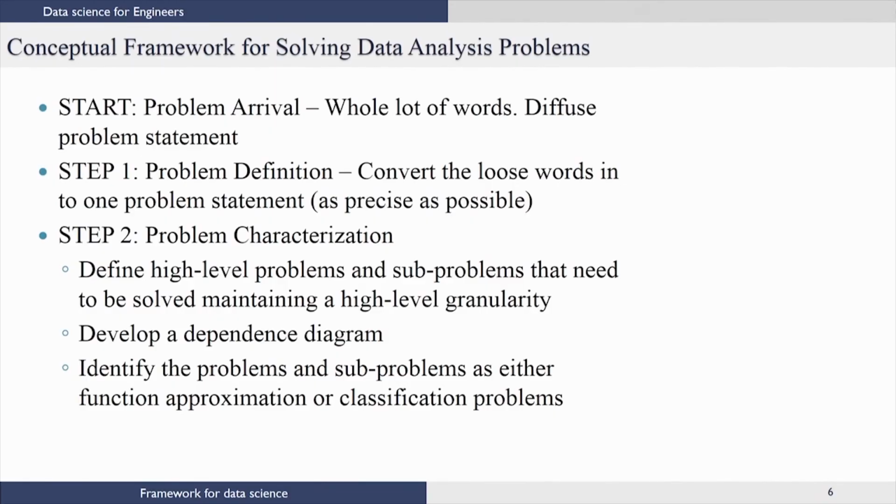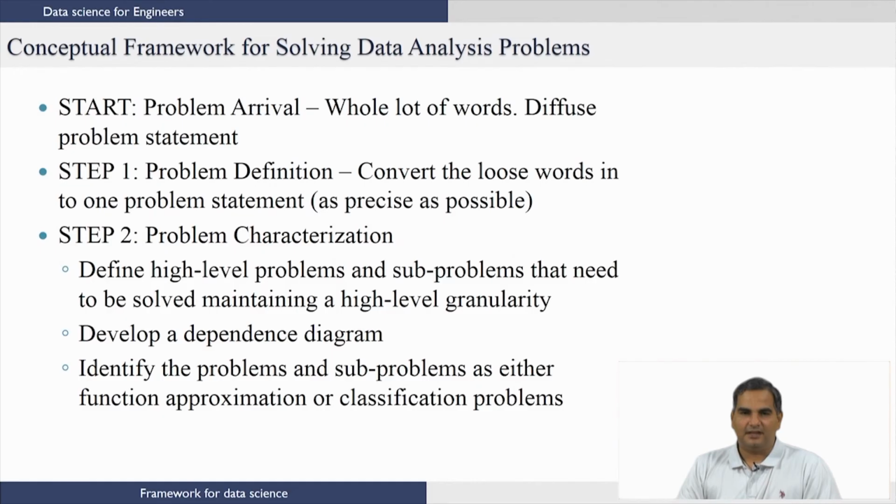So, in summary, I would say the start of all of this is the first step, problem arrival, a whole lot of words, a very diffuse problem statement. Step 1 is to convert this into one problem statement or a set of problem statements as precise as possible, and then to solve that problem you do what I would call problem characterization. So, you break down this high level problem statement into sub problems, and you kind of draw a flow process saying, okay, if I solve this sub problem, then this result I am going to use in this sub problem, and so on. So, you can think of this like a flow chart that you are drawing with these sub problems.